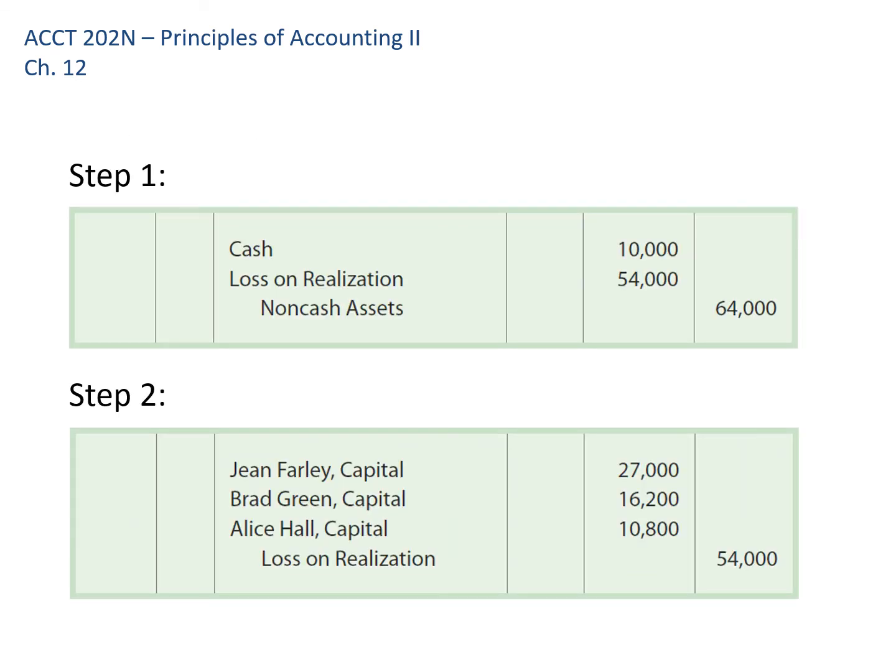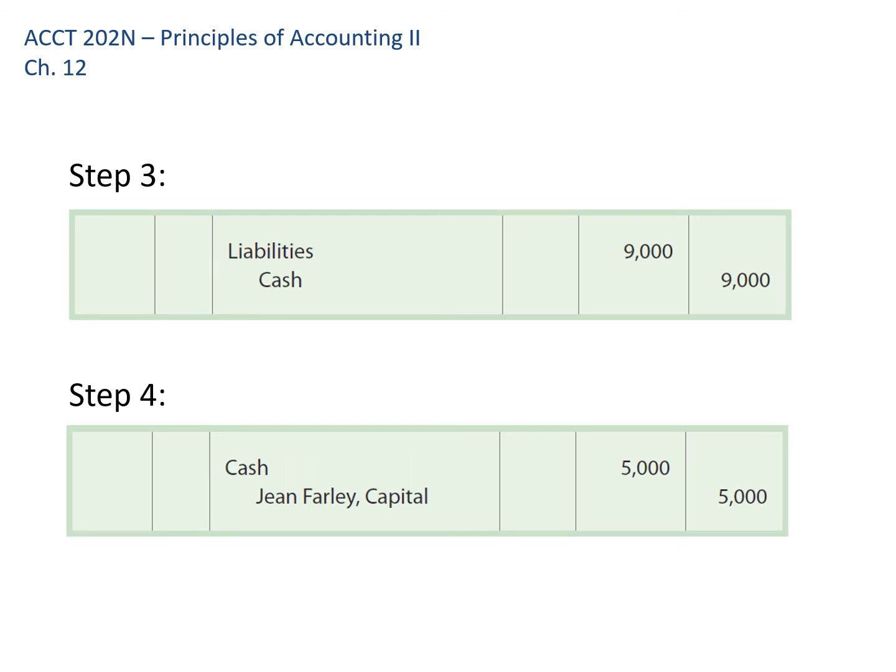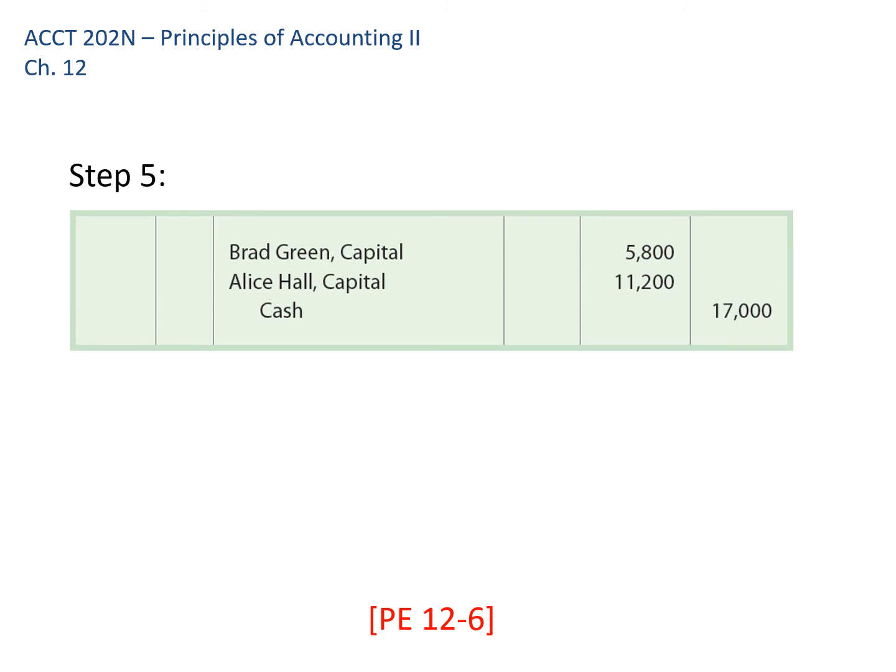So the way that looks in terms of journal entries is we sell those assets at a loss. So we get $10,000 in cash for $64,000 in assets. So we have a debit, loss on realization. We allocate that debit balance to the partners. We pay our liabilities. And here's where that one partner, Jean Farley, brings $5,000 cash to the partnership to bring her balance to 0. And then we pay out the total cash to the remaining 2 partners. And again, that brings all their balances to 0.